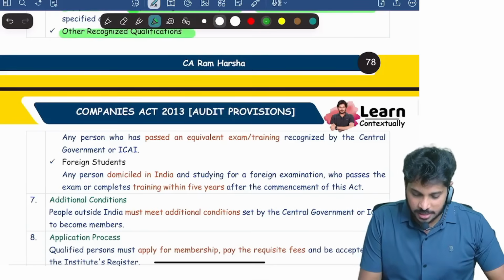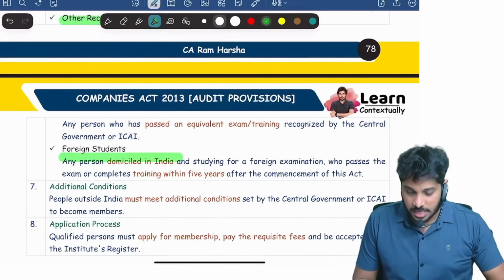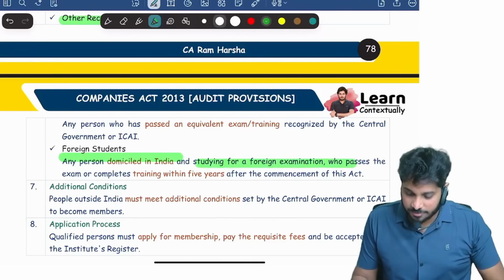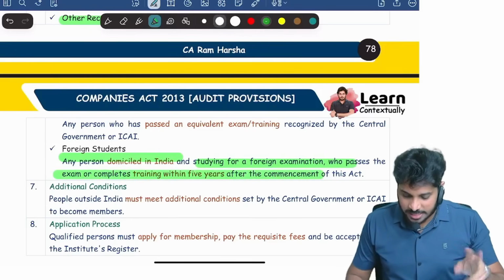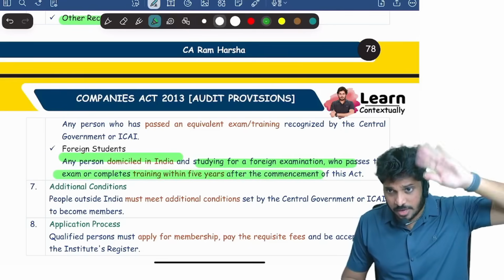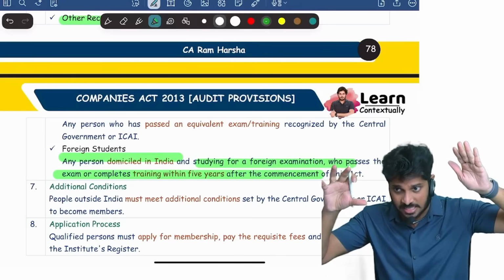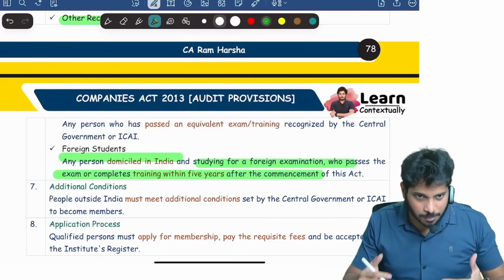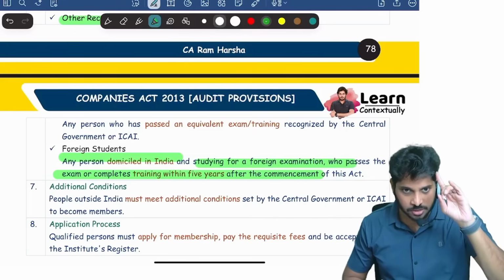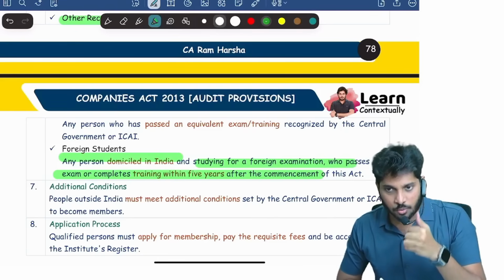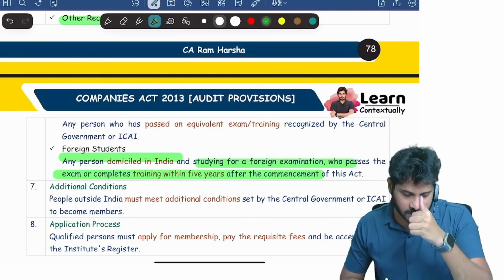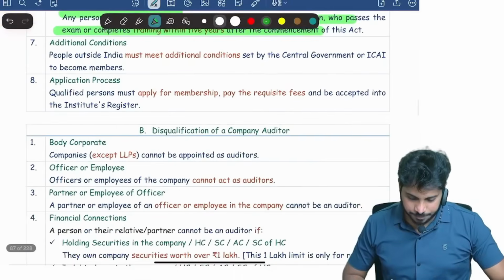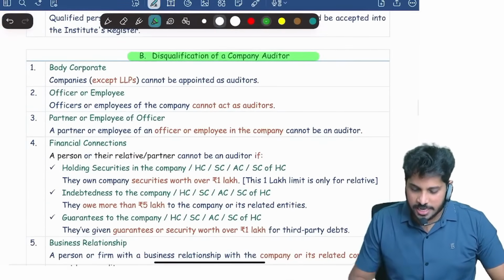And any other recognized qualification, or a person who is an Indian national, domiciled in India, studying for foreign exams and passing them within 5 years of commencement of this particular CA Act, can become a member. Able to understand? But right now the majority of these options have vanished. Right now there is only one way to become a member of the institute: you must be a CA with COP. Only when you qualify the CA final examination can you become a member of the institute. That's it.